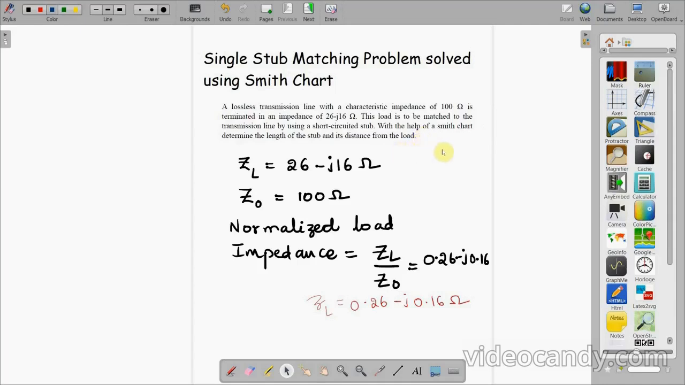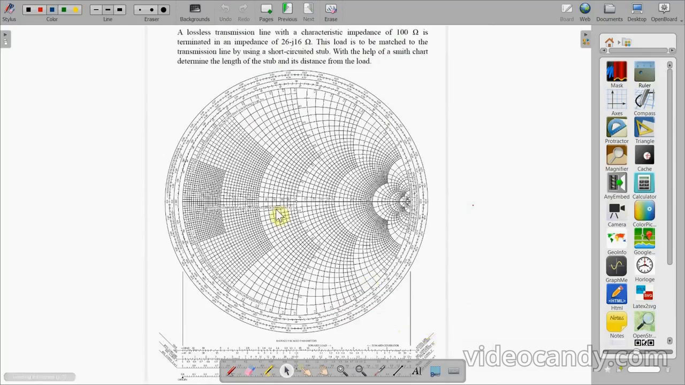As you all know, stub matching problems are solved easily in terms of admittances as they are connected in shunt for the impedance matching. The solution for the problem starts with the calculation of normalized load impedance. In this problem, the normalized load impedance is 0.26 minus j0.16, that I am writing here for the reference.